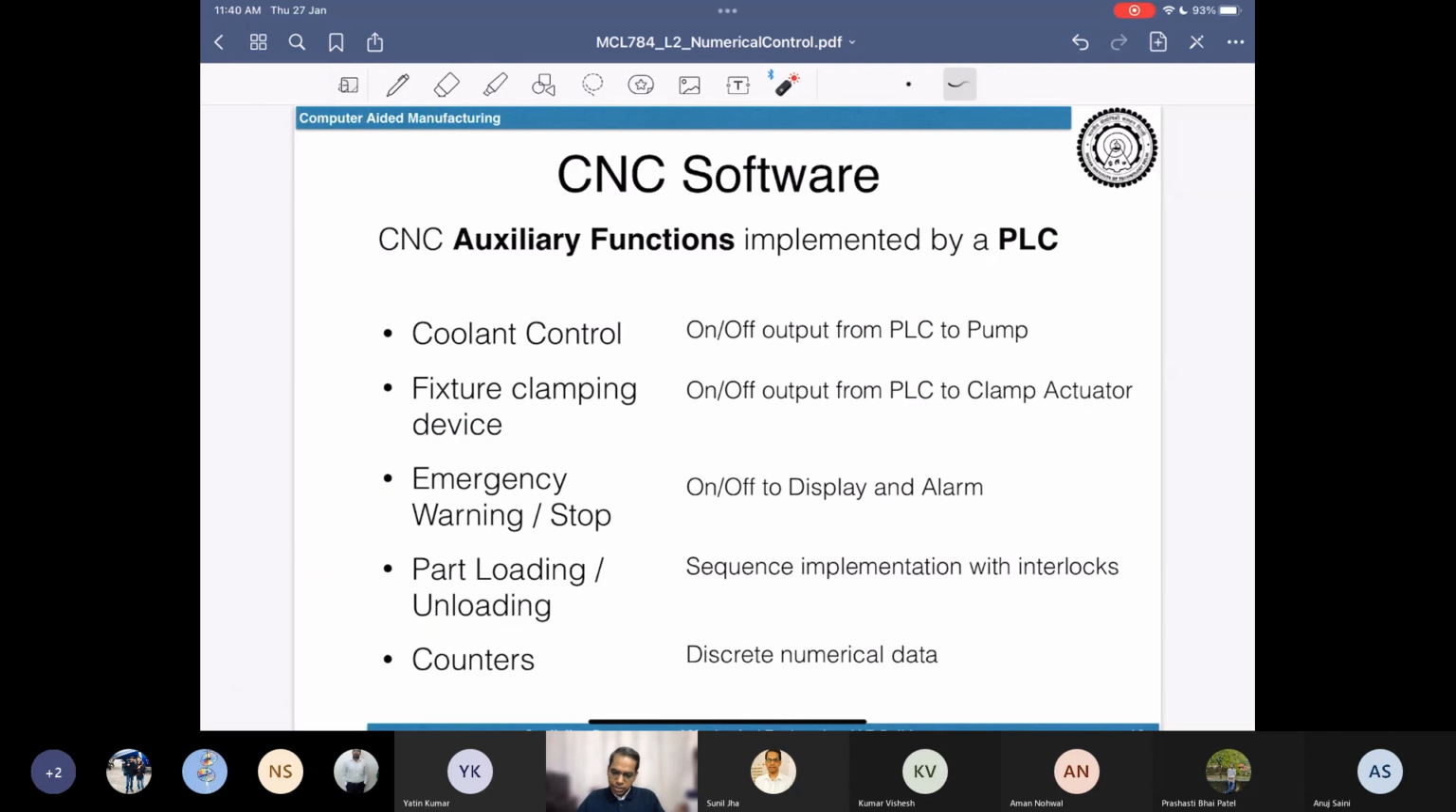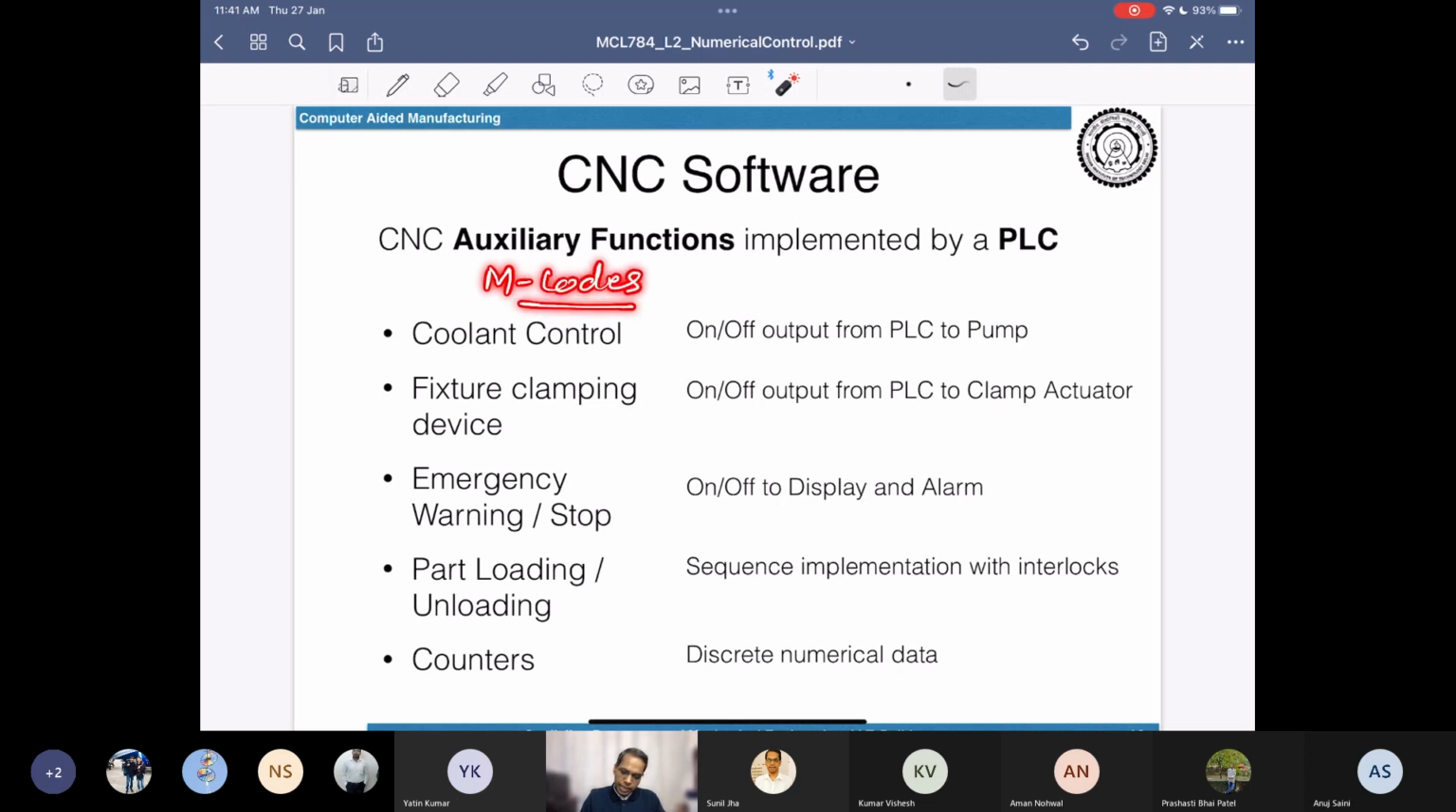So these auxiliary functions, I'm sure that now you have learned the basic PLC instructions. If I ask you to write a basic program for the CNC auxiliary functions, you can easily do that. So maybe for a particular instruction, there are M codes basically. Whenever it comes to the auxiliary functions, you will always find all those M codes will be used.